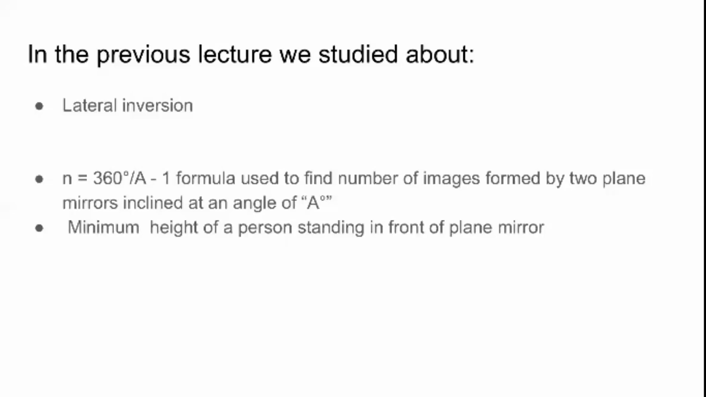In the previous lecture, we studied about lateral inversion. We saw the number of images that will be formed if two plane mirrors are inclined at an angle A. The formula was n equal to 360 degrees upon A minus 1. And the minimum height of a person standing in front of a plane mirror.